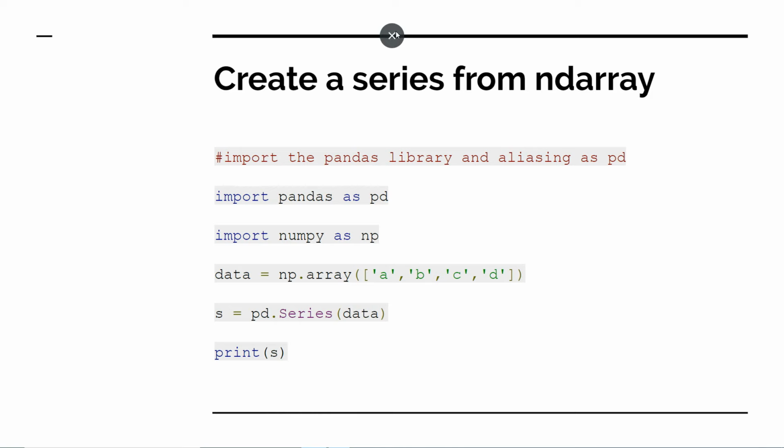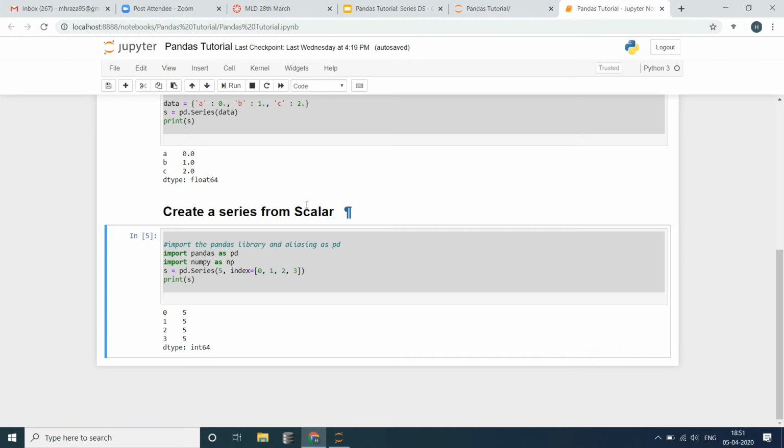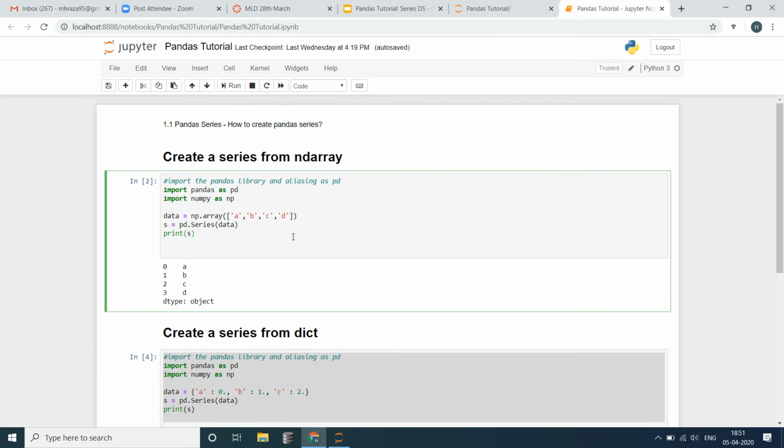So let's see how it works in the notebook. So this is the code, and when I run it, it gives us this as an output. So this is the series, and this first column is the index value, and second column is the value of that particular index, and here it is showing the data type. So it is an object data type.